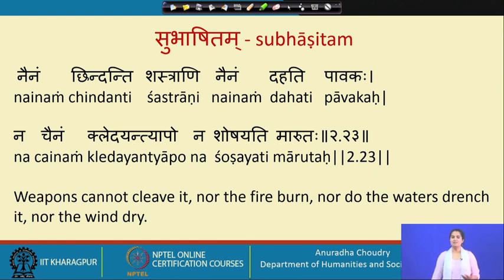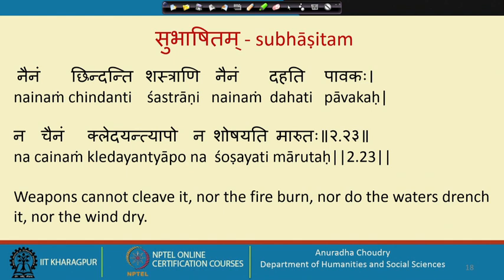And I'll just chant it for you. You repeat it once after me, and if we'd like, we can probably do it once together at the end. So, Nainam chindanti shastrani, Nainam dahati pavakaha, Na chainam kledayantyapo, Na shoshayati marutaha.